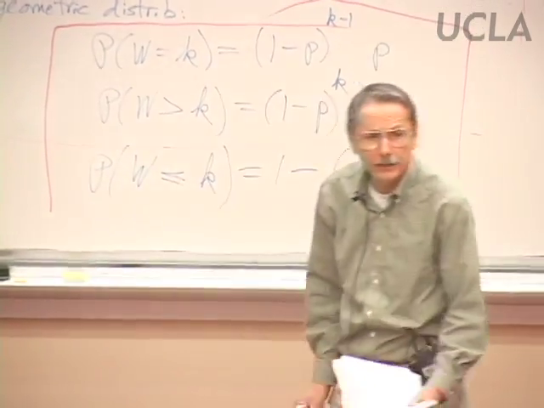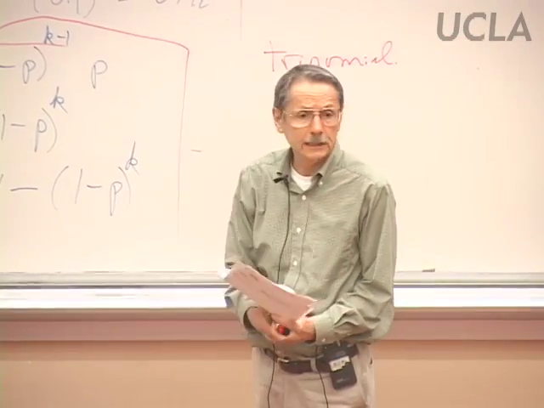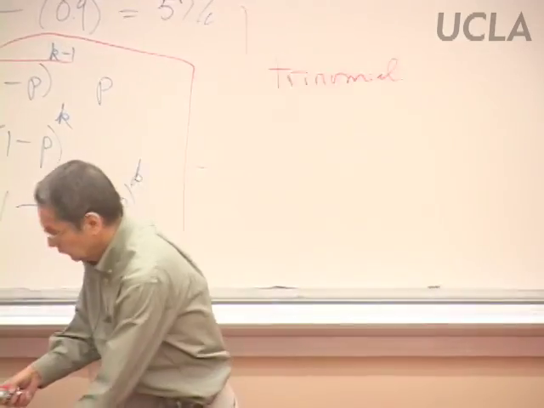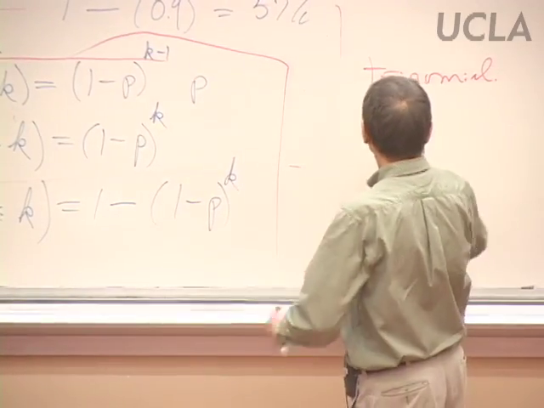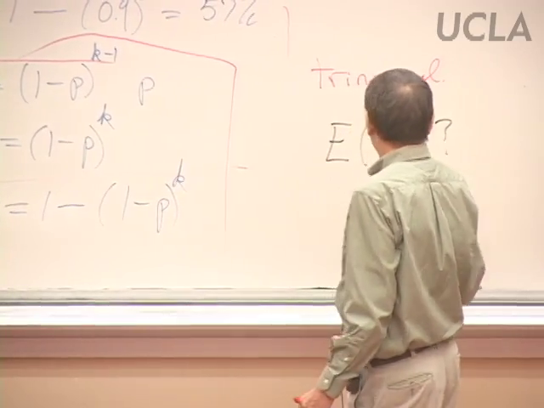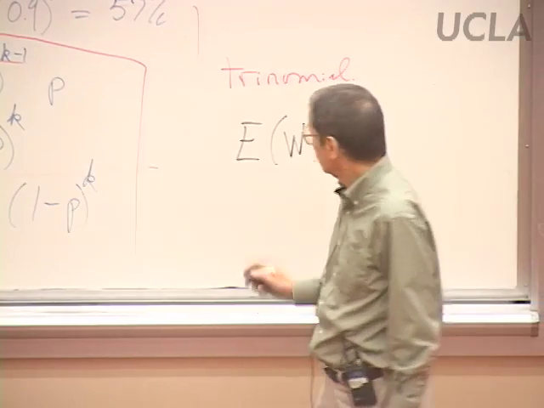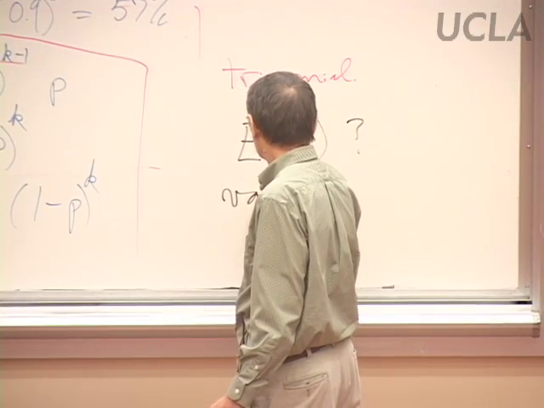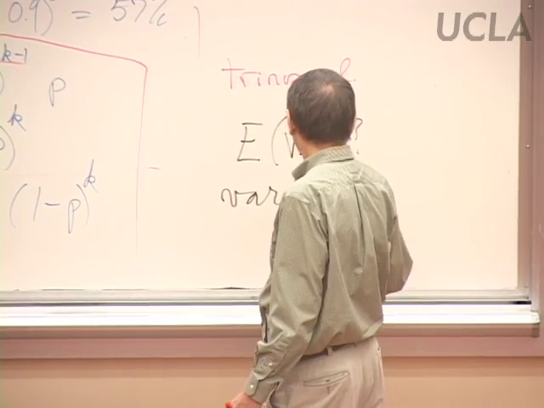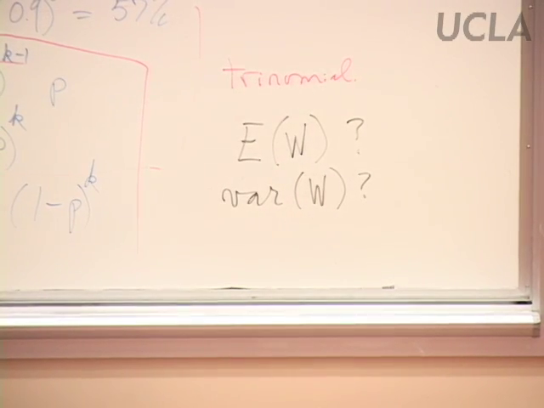Well, there's a lot of things I haven't said, like what's the expected value? If W has a geometric distribution, we want to know what its mean is. We want to know what its standard deviation is. Yeah, well, good questions, but we're not going to do it right now.